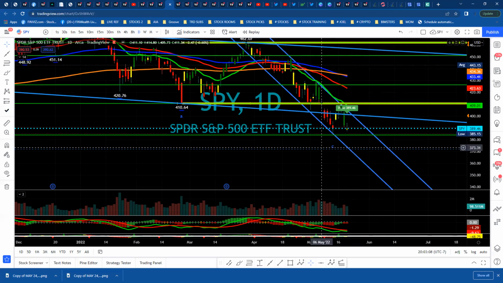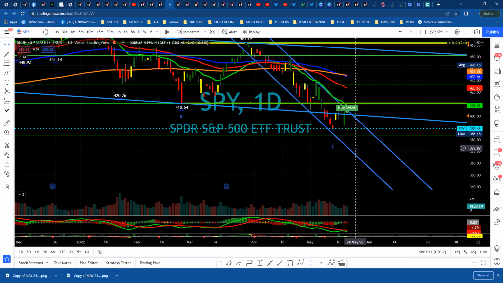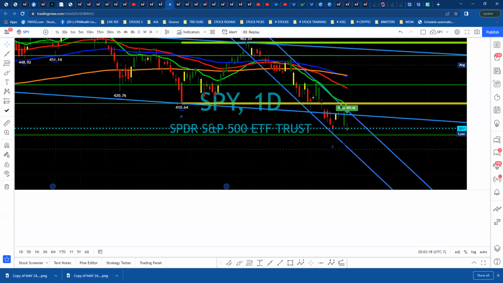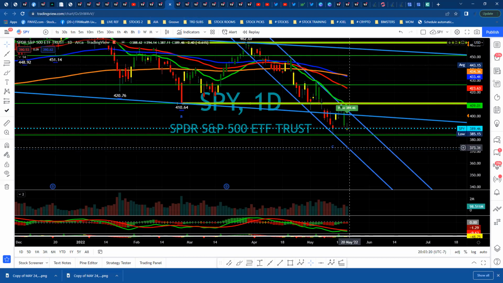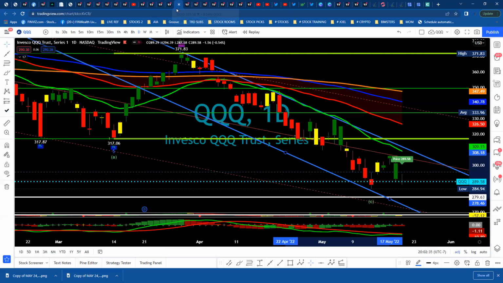If we break below 385, we could be putting in new lows, and we could possibly come down to 370, which is down here on this support band. If we can break up above this current level where we're at, or 393 ideally, then we could possibly start to kick off a rally, at least finishing out the week on a high.